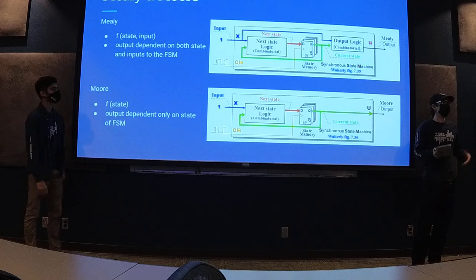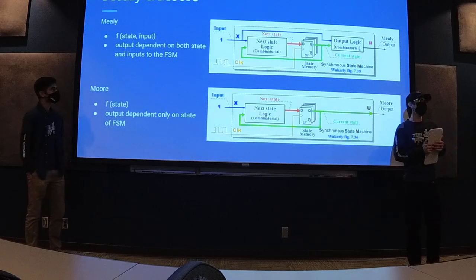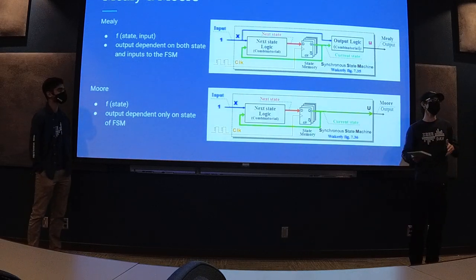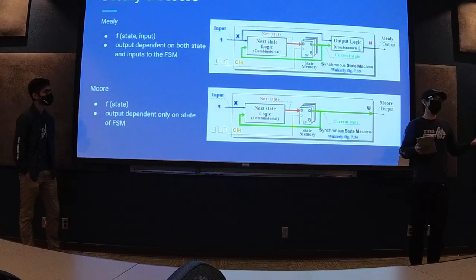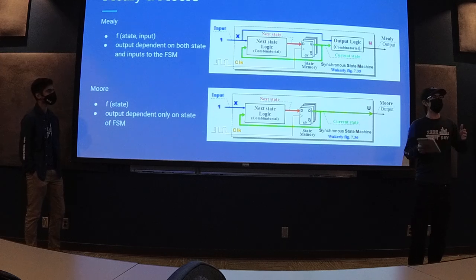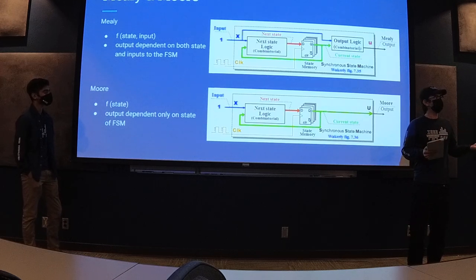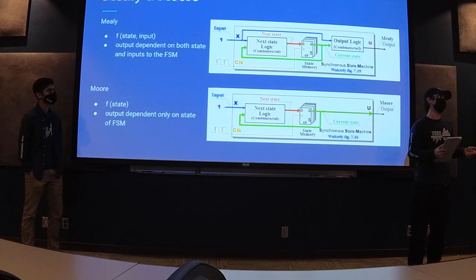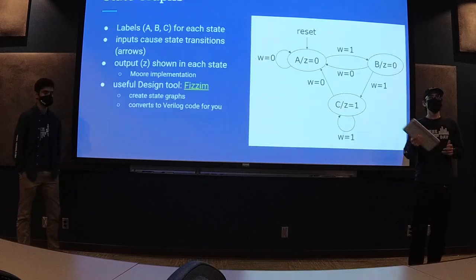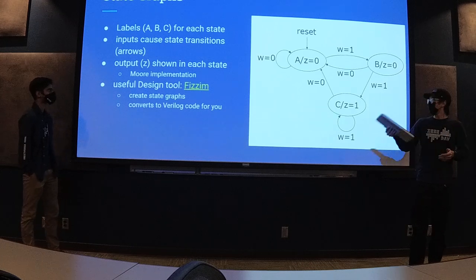Alrighty. So now we're going to move on to Mealy and Moore state machines. Mealy state machines depend on both the state and the input that is provided to the state machine, whereas Moore state machines are only dependent on the state. You'll see further examples later in the lecture where we'll actually distinguish between Mealy and Moore machines. Moving on, we've got state graphs.